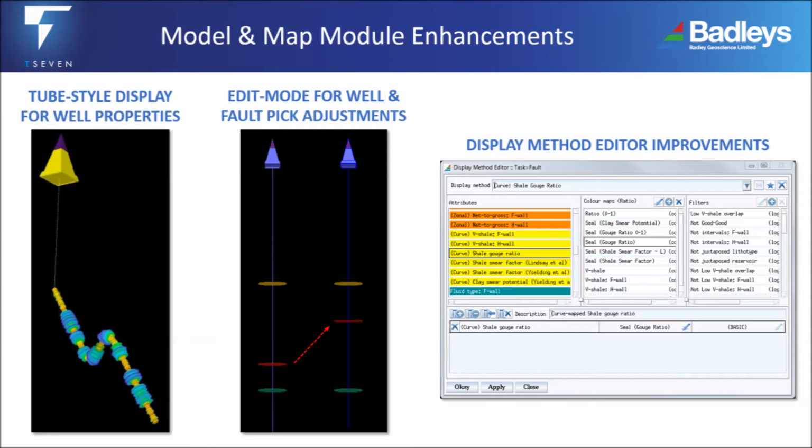It is now possible to adjust well picks interactively in the volume editor instead of loading the well into the well editor. The T7 display method editor has been simplified and improved. Many of the control buttons have been replaced with icons. The name of the display method is now editable in the top drop-down selection box, and edits are automatically saved.